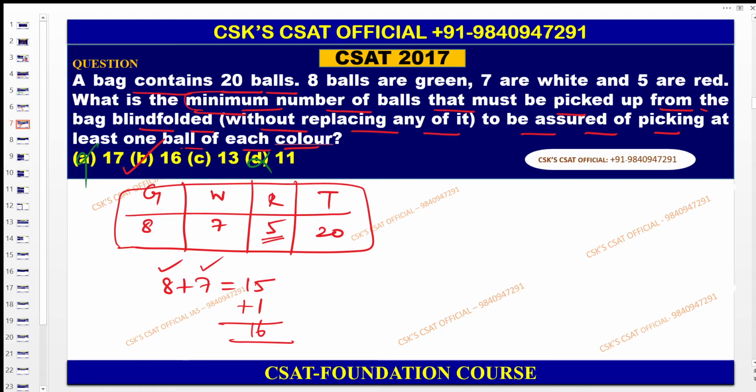Please try to understand the question. Don't put anything else here. The thing is, discuss the question here. What is the minimum number of balls that must be picked here? Okay.